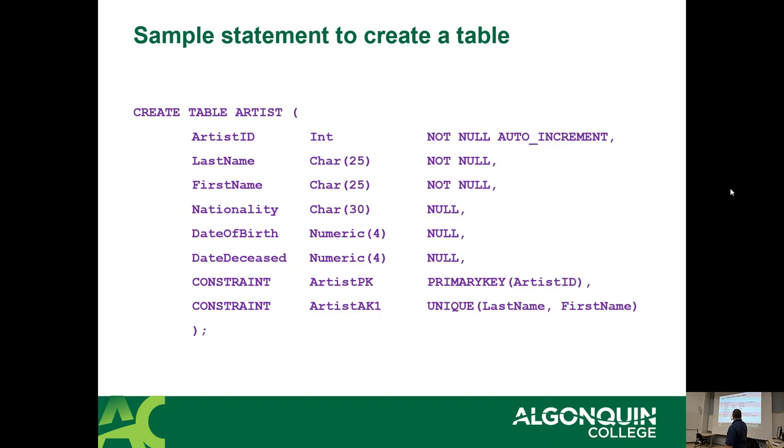Then we got a couple of not nulls. If anybody wants to guess what not null does, it means you must apply values. It is mandatory. Null means that we don't need to populate that at all. Date of birth being a numeric is absolutely stupid, but we'll leave it there for now because that's what they chose to use. Honestly, you should be using a date field.